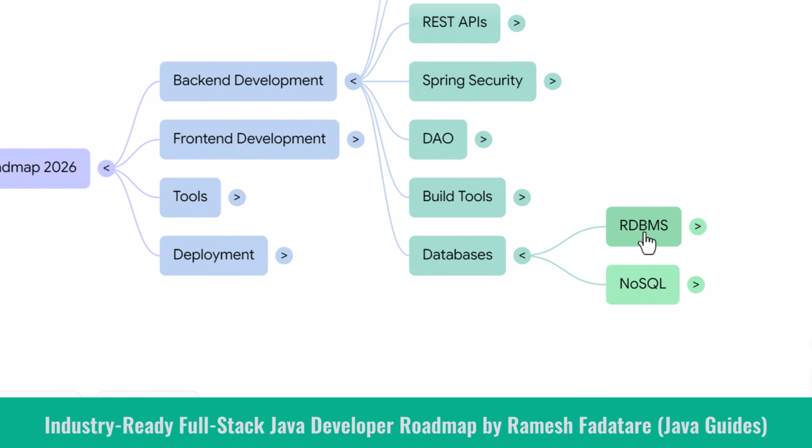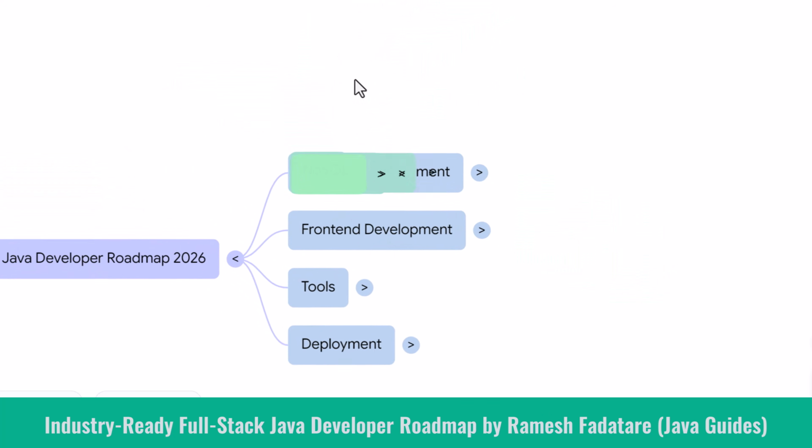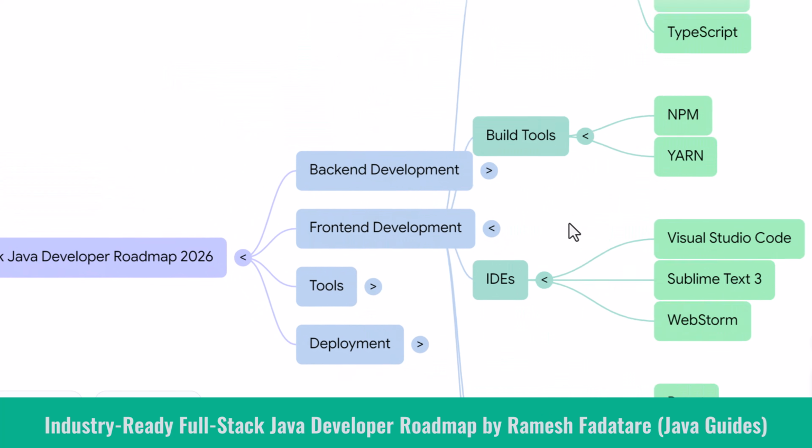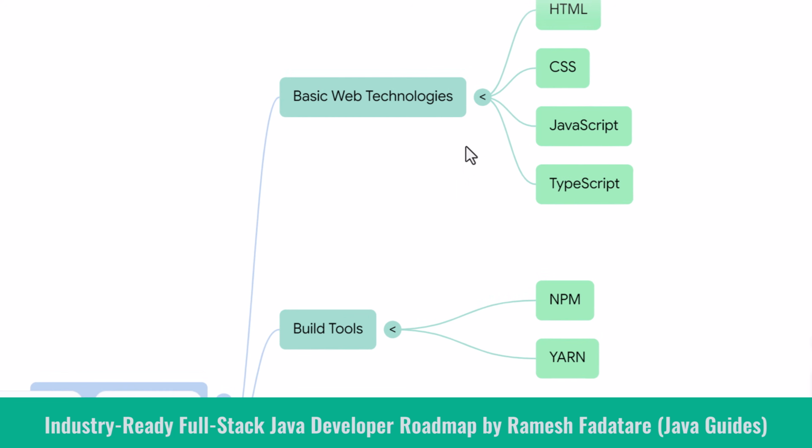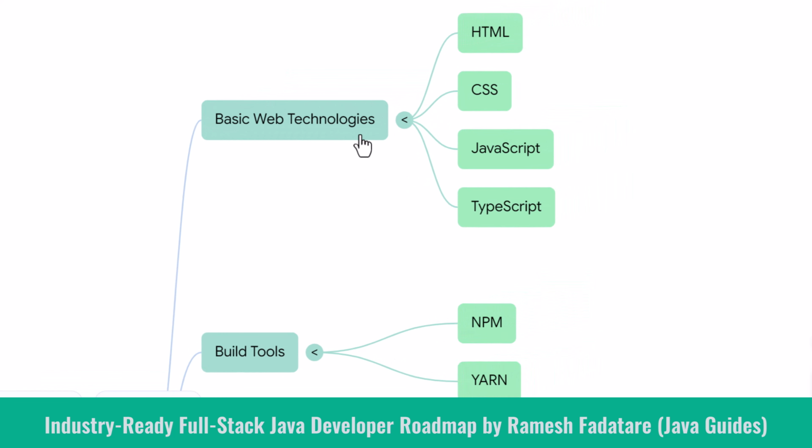Knowing both RDBMS and NoSQL helps you choose the right storage system for each use case. Once the backend foundation is strong, you move to the front end, the part of the application that users directly interact with. Front-end development allows you to bring your interfaces to life and connect them to the backend services you build. We'll start with basic web technologies.